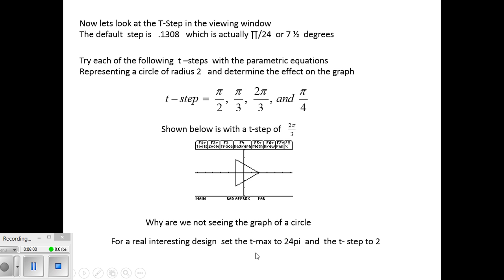And as I said, why don't you try this? This will look real cool. The t-step set at 2, and the t-max going to 24 pi. We'll actually take a look at that and show you on the calculator.